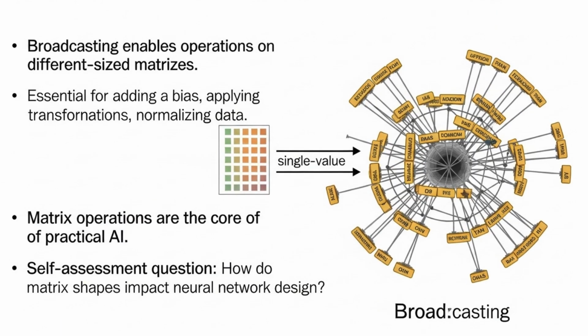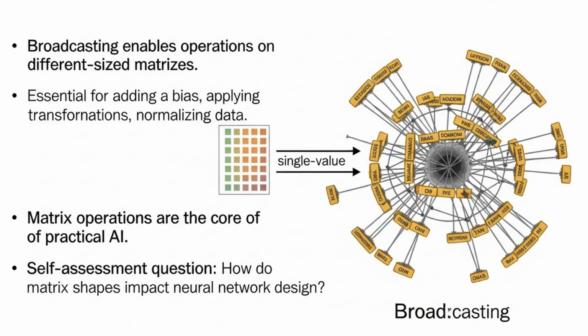Finally, let's talk about broadcasting, AI's smart shortcut. Broadcasting allows you to perform operations between matrices of different sizes, following a set of intelligent rules. This feature is incredibly crucial in AI for several reasons. It enables you to efficiently add bias terms to all neurons simultaneously, apply the same transformation across all training examples without explicit loops, and normalize data efficiently across entire datasets. It's a powerful abstraction that simplifies code and improves performance.